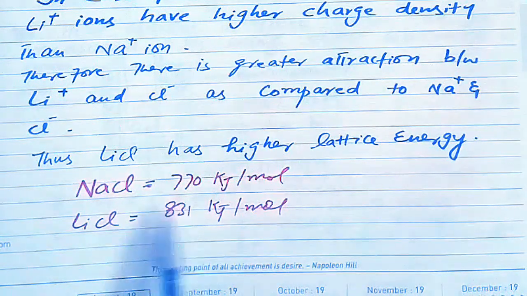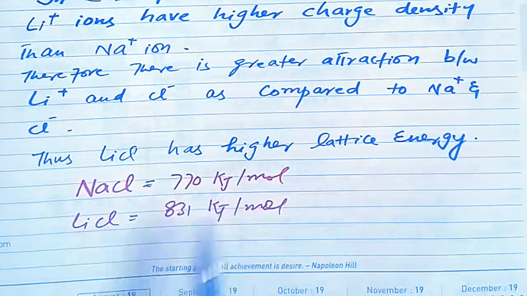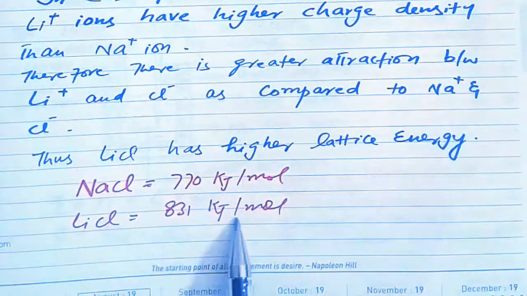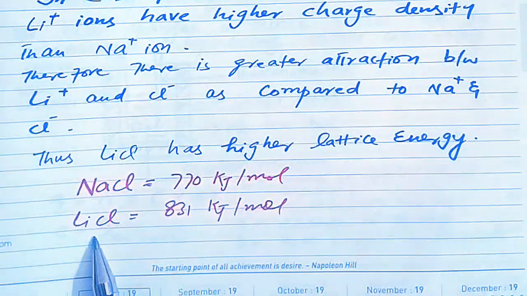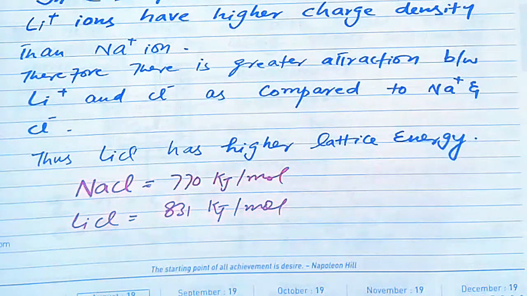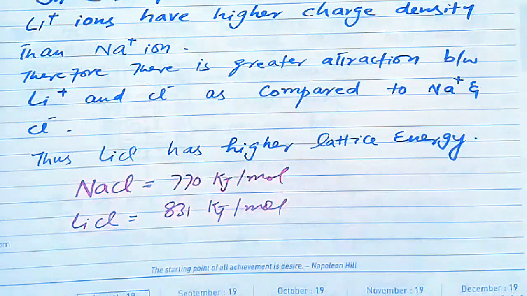The lattice energy for sodium chloride is 770 kilojoule per mole, while it is 831 kilojoule per mole for lithium chloride. Why? Because the lithium ion has higher charge density than sodium ions. Therefore, there is greater attraction between lithium and chloride ions as compared to sodium and chloride, and when there are greater attractive forces, the lattice energy, either in the form of formation or breaking, will be greater than those in which the attractive forces are less.